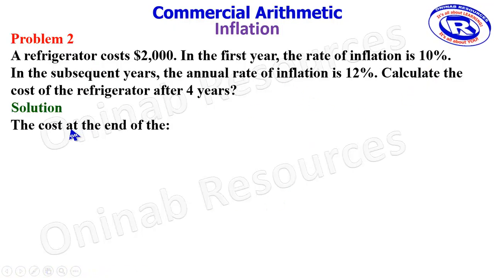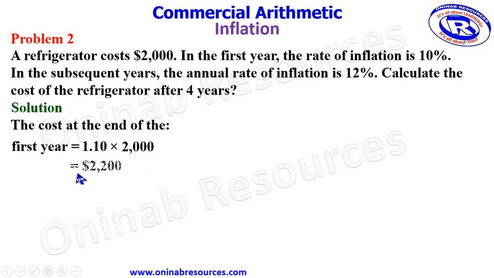So the cost of the refrigerator at the end of the first year will be 110% of the initial cost of the refrigerator. So as a decimal, we are going to have it as 1.10, then multiply by 2,000. And this will give us $2,200.